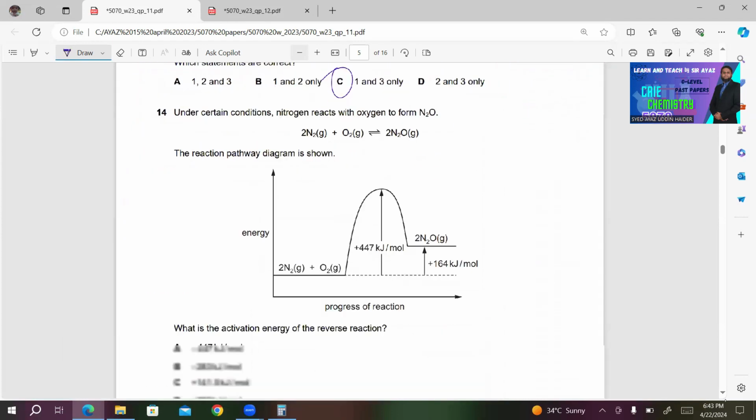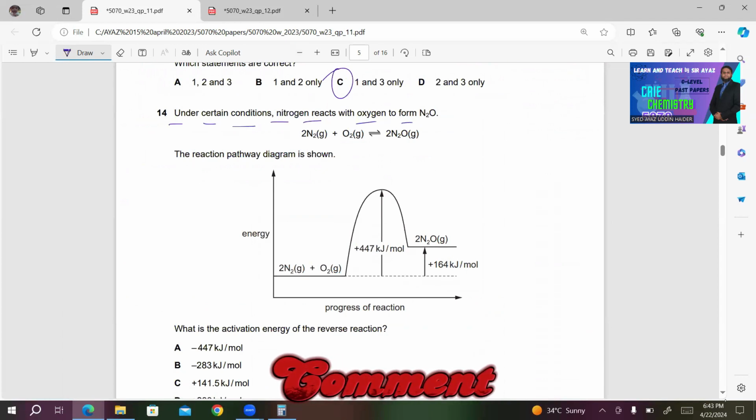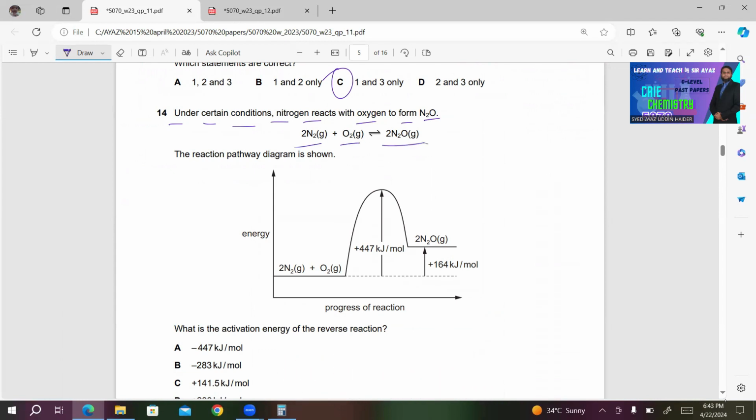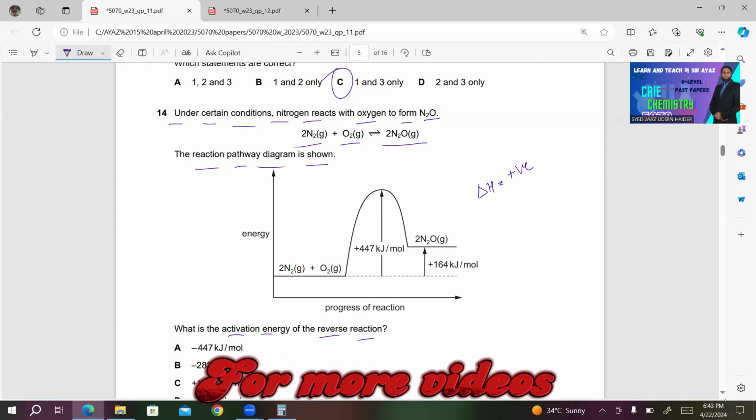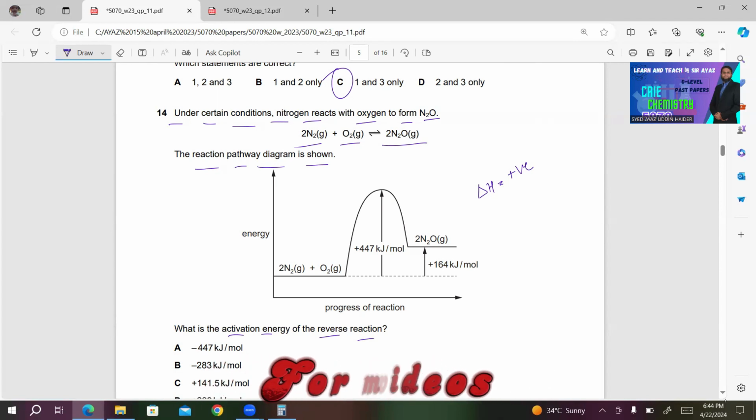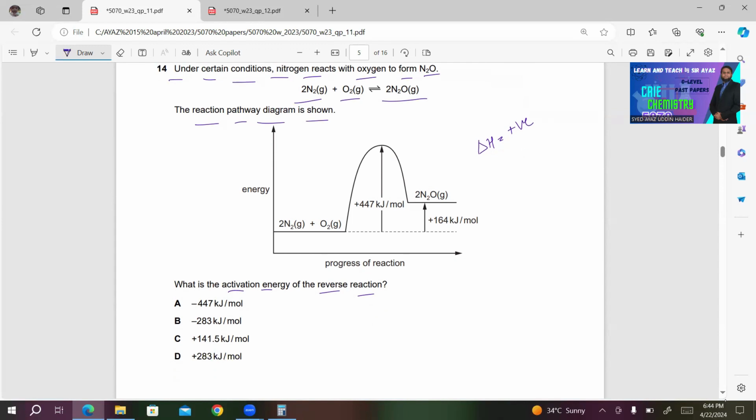14. Under certain conditions, nitrogen reacts with oxygen to form N2O. 2N2 gas plus O2 gas gives 2N2O gas. The reaction pathway diagram is shown. This reaction pathway diagram shows it's an endothermic reaction. What is the activation energy of the reverse reaction? So we need to calculate the activation energy of the reverse reaction.